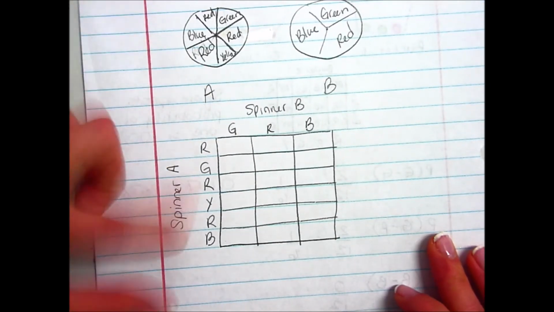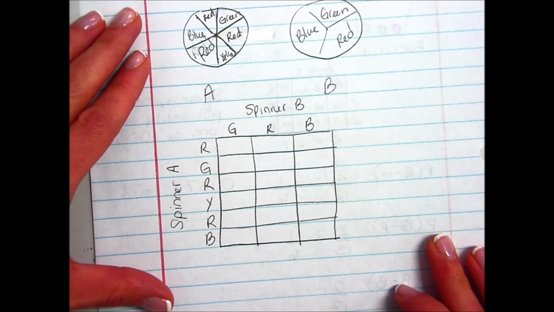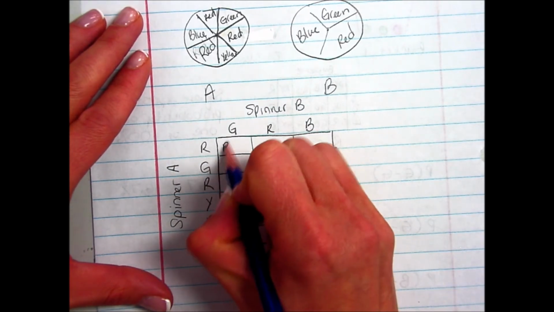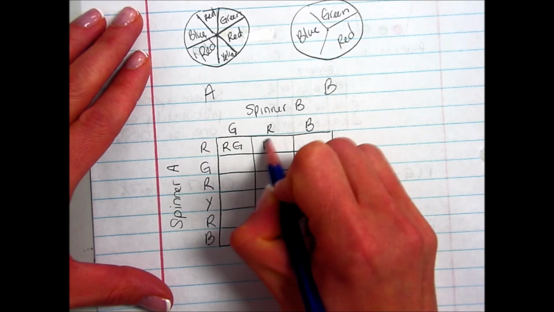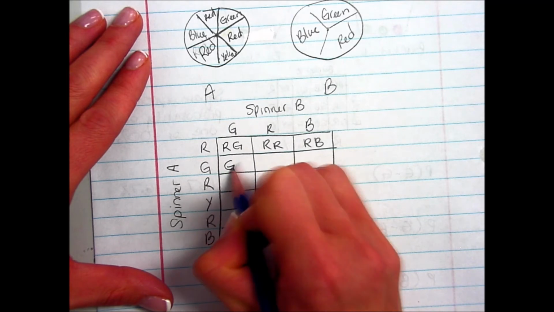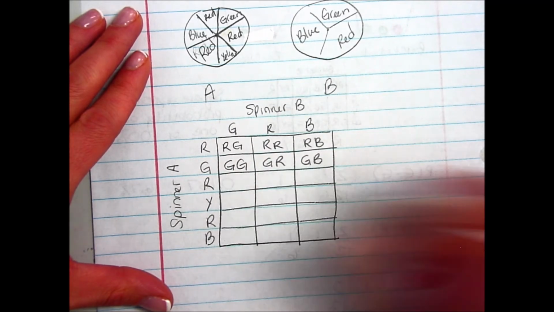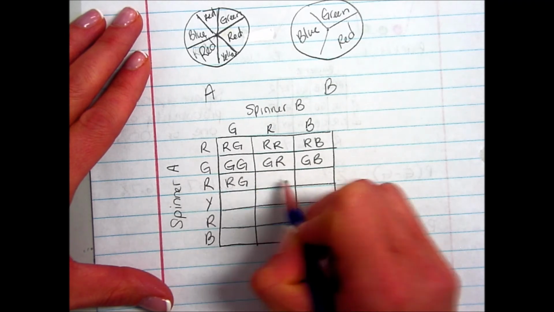Okay, so once you have it labeled, then you can fill the inside in with the possible results. So a red then green, a red then red, a red then blue. Green then red, blue, red then green.